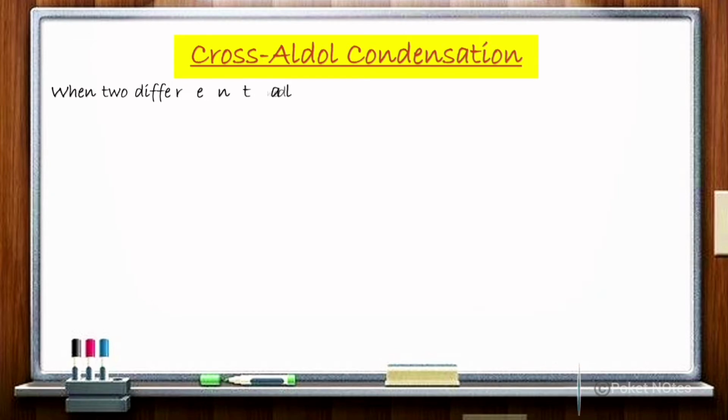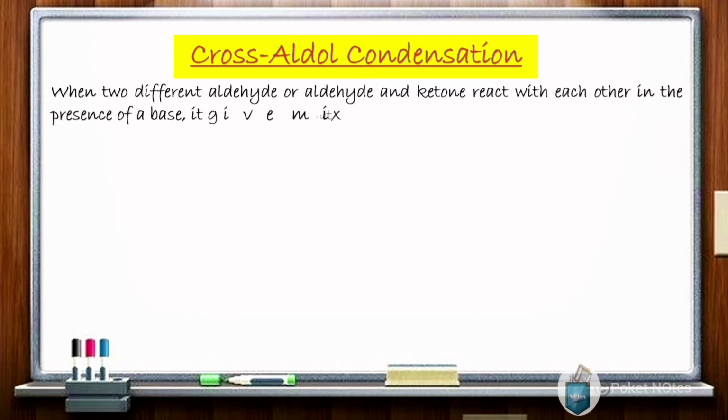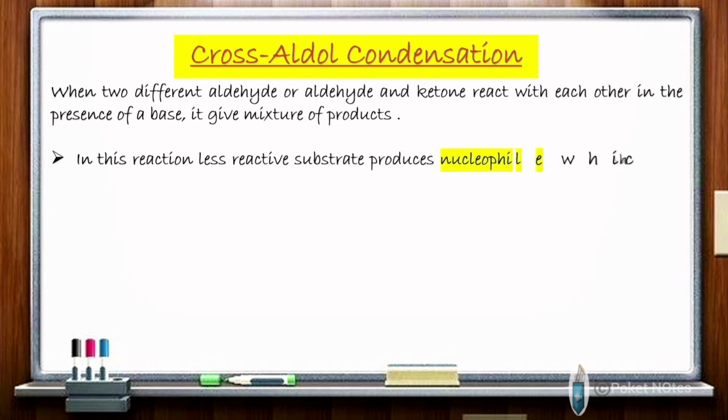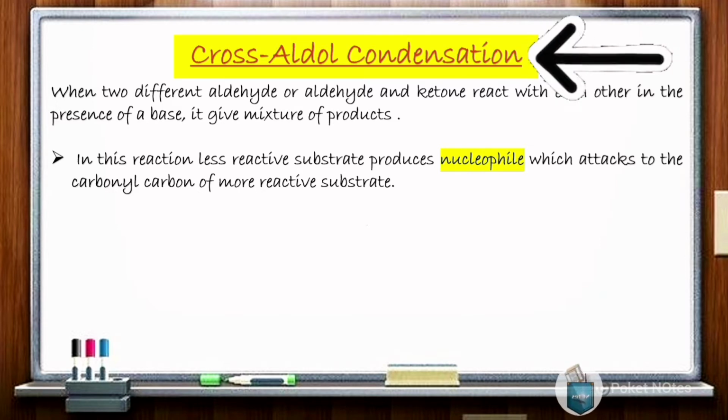Generally, two different aldehydes or ketones, or an aldehyde and a ketone, having at least one alpha hydrogen undergo a reaction in the presence of dilute alkali as catalyst to form a beta hydroxy carbonyl compound. We call this reaction cross-aldol condensation. In this reaction, the less reactive substrate produces the nucleophile which attacks the carbonyl carbon of the more reactive substrate.